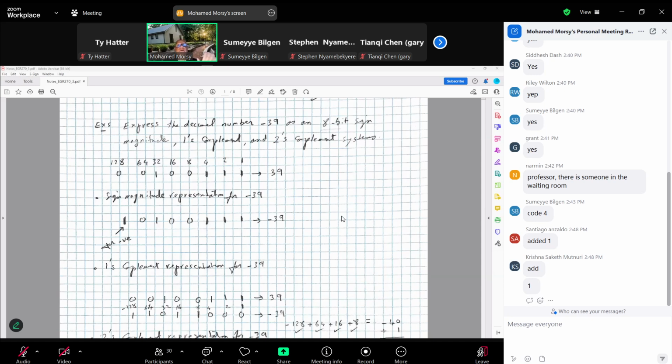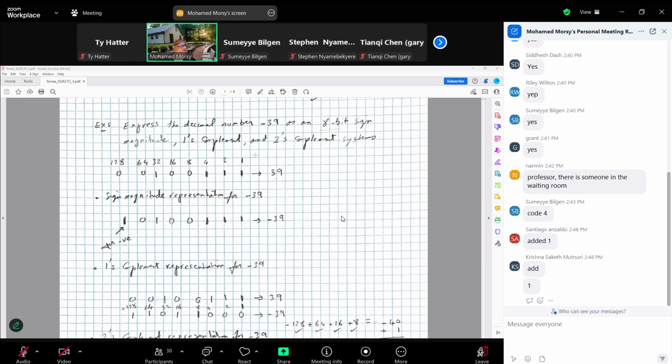This is an important example, please. So read it carefully. I mean, review carefully. And focus with me also. Express the decimal number minus 39 as an 8-bit number in sign magnitude, one's complement, and the two's complement systems. So we need to get the equivalent binary for minus 39 in sign magnitude format, one's complement, and the two's complement.